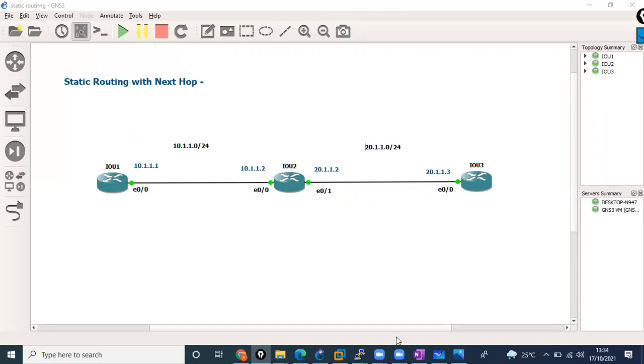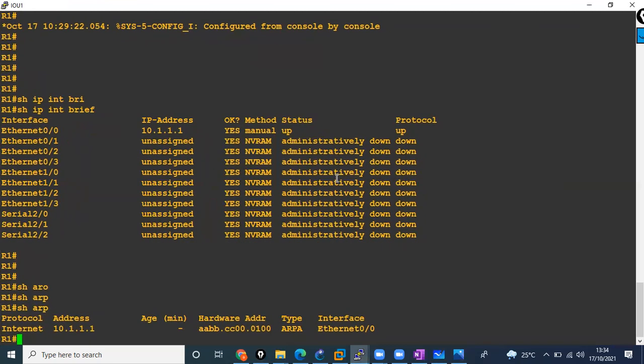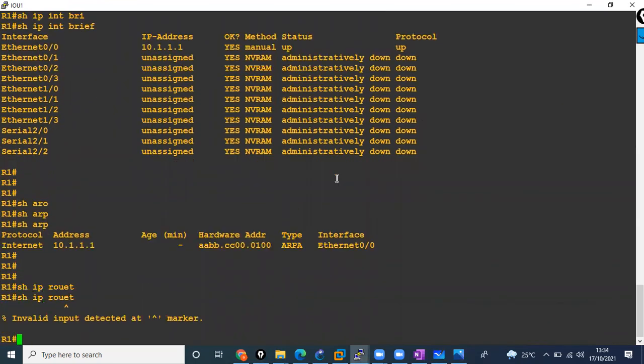Okay. So now go to router 1 and check its routing table. Do we have any routes for that? Show IP route.